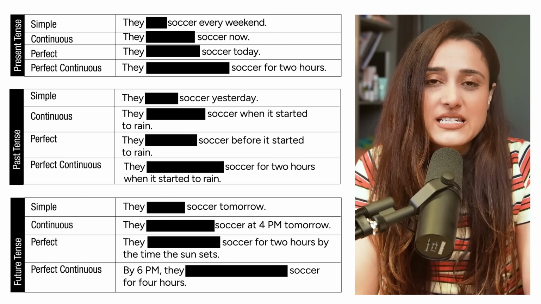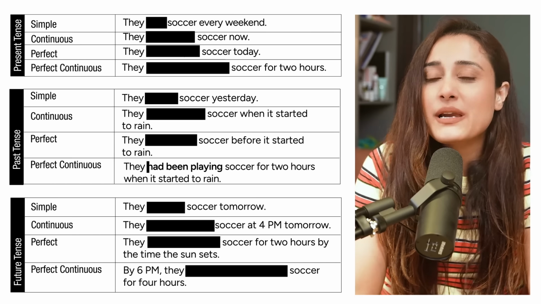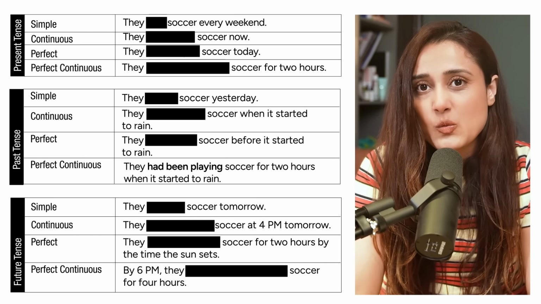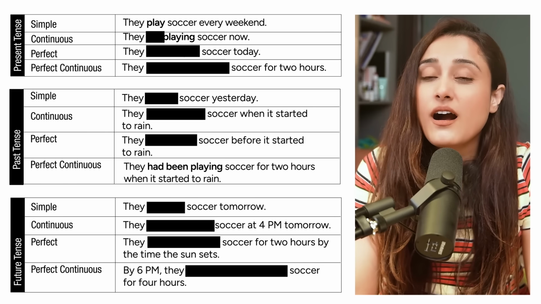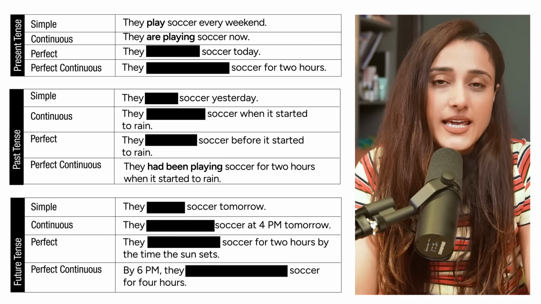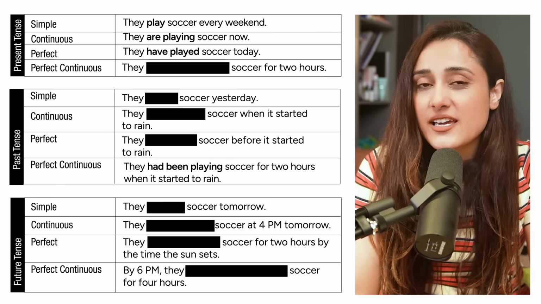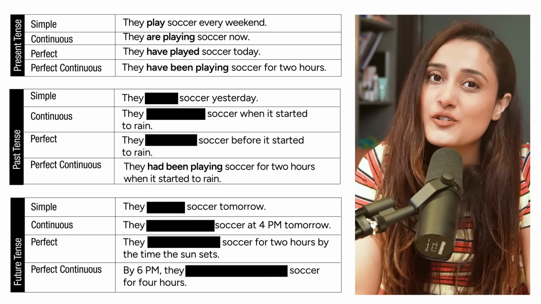Now, future perfect continuous generally makes the longest sentences, if you notice. Moving on. Past perfect continuous. They had been playing soccer for 2 hours when it started to rain. They play soccer every weekend. They are playing soccer now. They have played soccer today. They have been playing soccer for 2 hours.